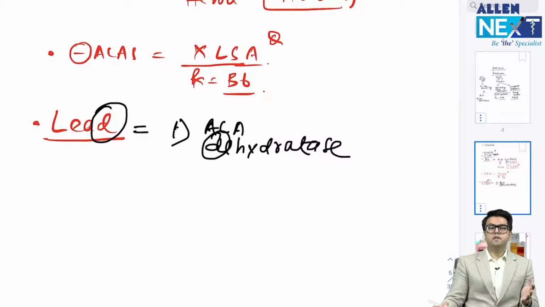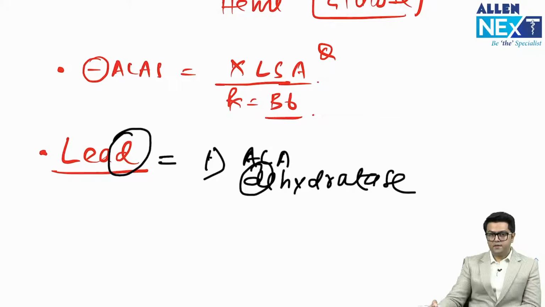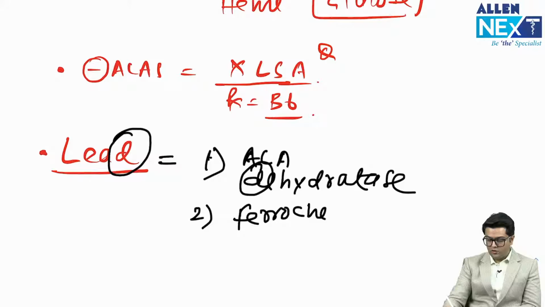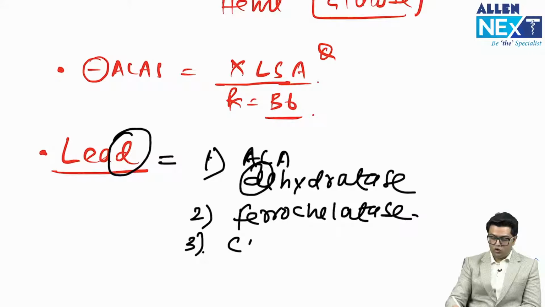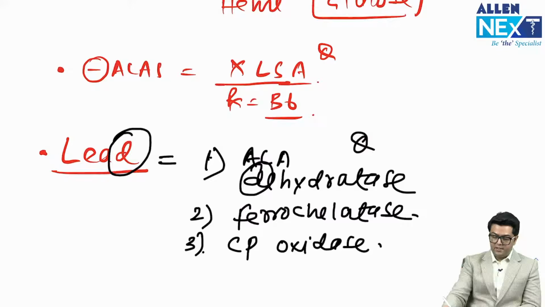It is not inhibiting the synthase enzyme, but the dehydratase enzyme. Then the next point is, what is the next enzyme? The next enzyme is the last enzyme, that is called ferrochelatase, right? Ferrochelatase. And the third enzyme which is inhibited by lead poisoning is coproporphyrinogen oxidase, which is also deficient in hereditary coproporphyria, right? So guys, remember, these are the three enzymes.